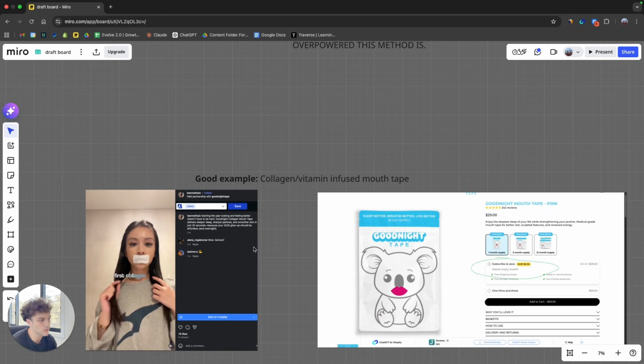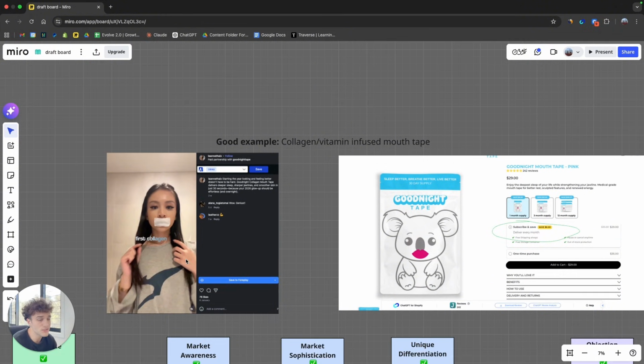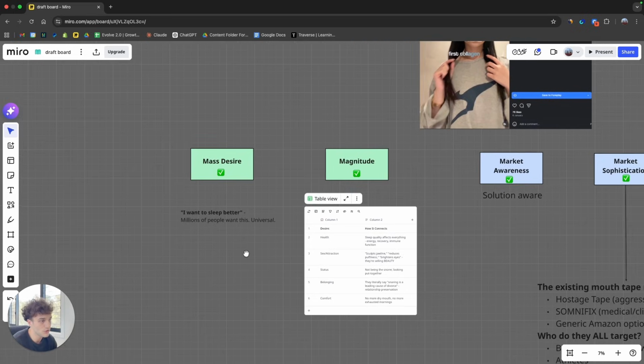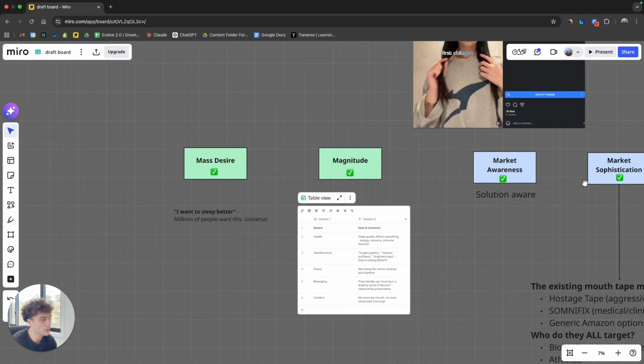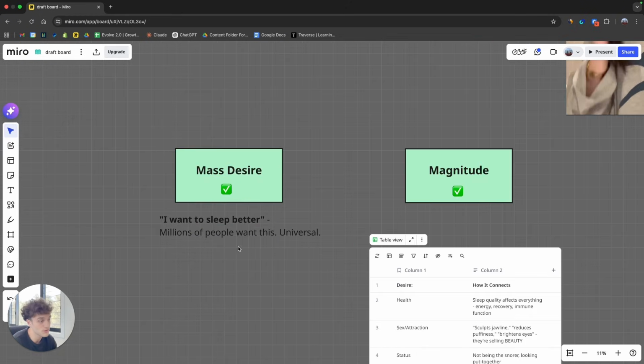Like, for example, let me just go through this product now. This is a collagen and vitamin infused mouth tape. So the reason why this product is so good, these are my 7 product qualification criterias, and I'll just run you guys through these, and hopefully it'll make more sense on why this product is so effective.